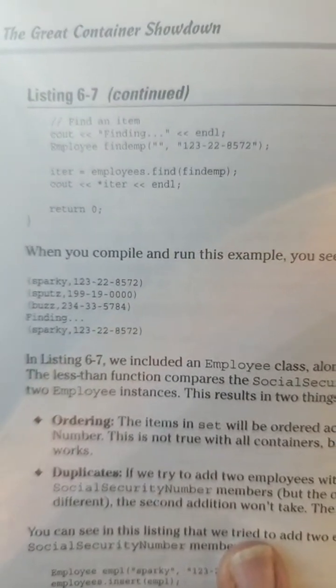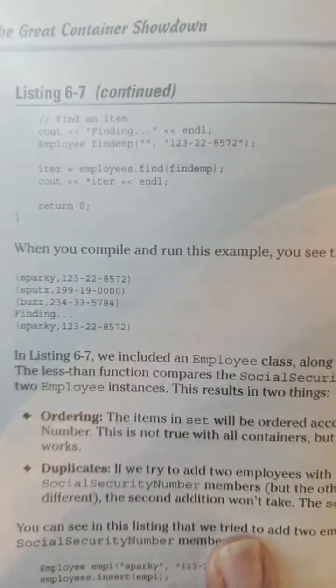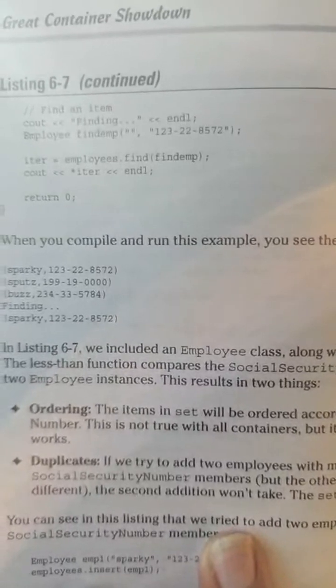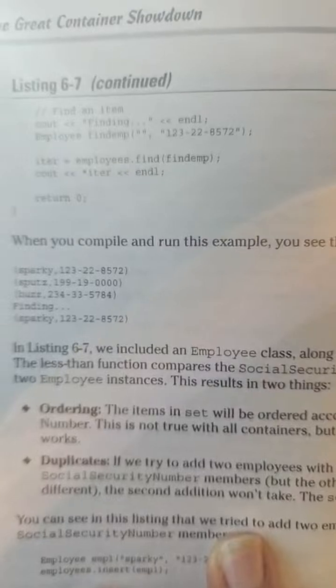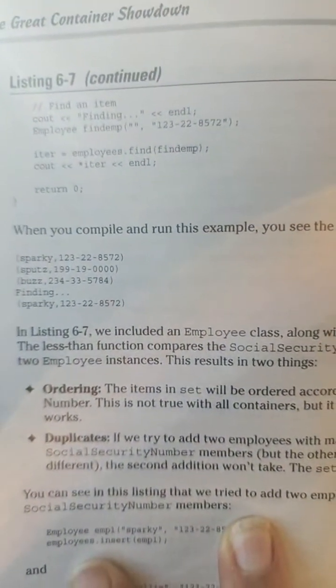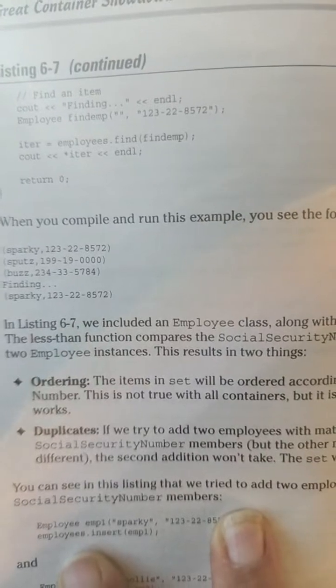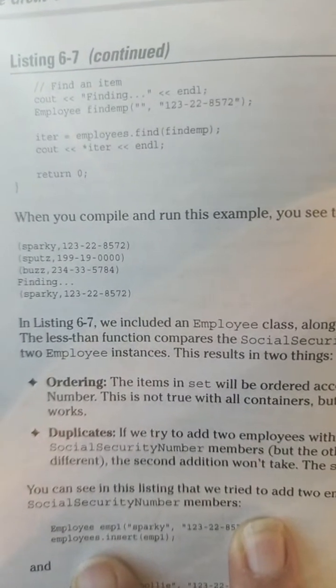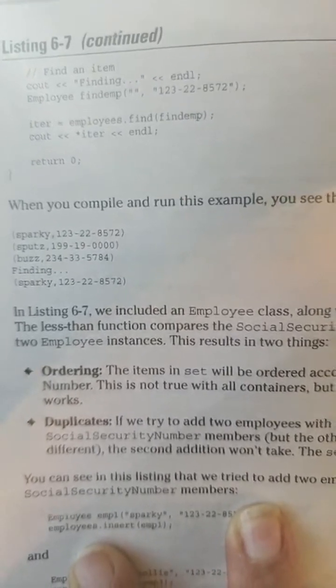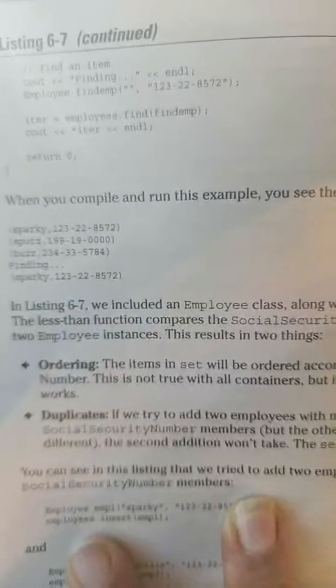Find an item: cout, finding, inline, employee, find imp, 123-22-8572. iter equals employees.find(imp), cout, iter, inline, return 0. When you compile and run this example, you see the following output: Sparky 123-22-8572, Sputs 199-19-0000, Buzz 234-33-574, for finding Sparky 123-22-8572. In listing 6-7, oh right, that part. Flip that camera.